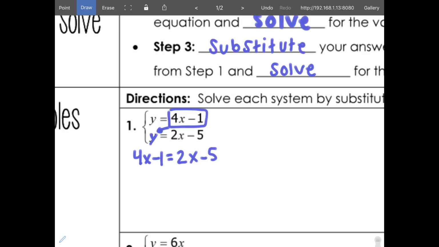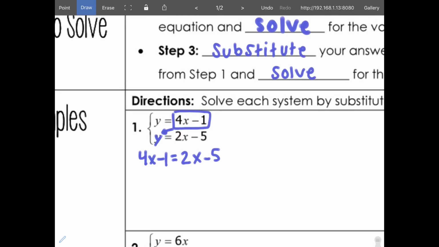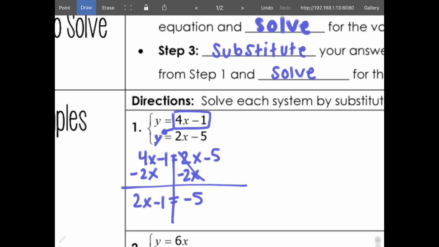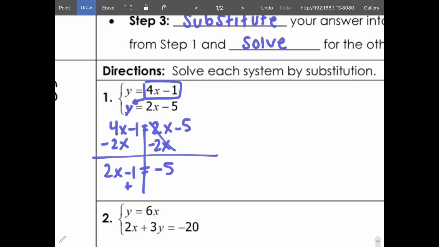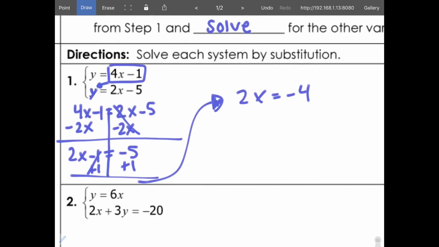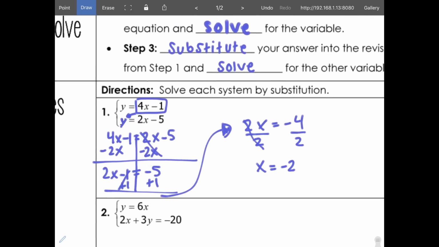Okay, so now we're going to solve for x. We're just going to combine like terms. It doesn't matter which one you do first, but I'm going to get rid of the x's first. So 4x minus 2x is 2x, minus 1 equals negative 5. We're going to add 1 to both sides. We're almost finished. So 2x, and then this cancels, equals negative 4. And the last step is to divide each side by 2. So x equals negative 2. So I know that x equals negative 2. That's my step 2.